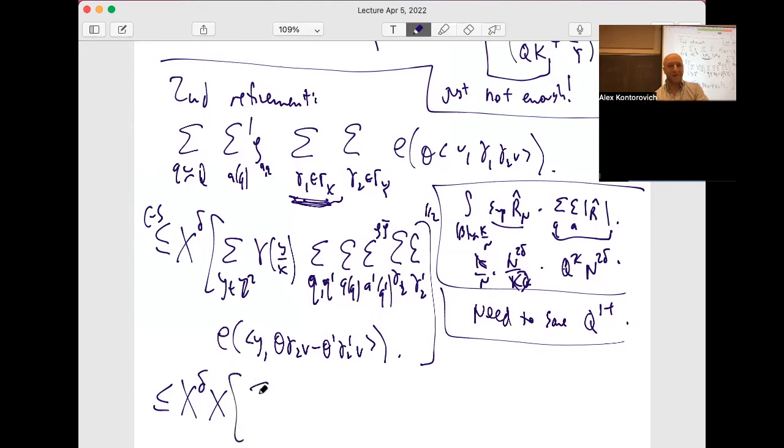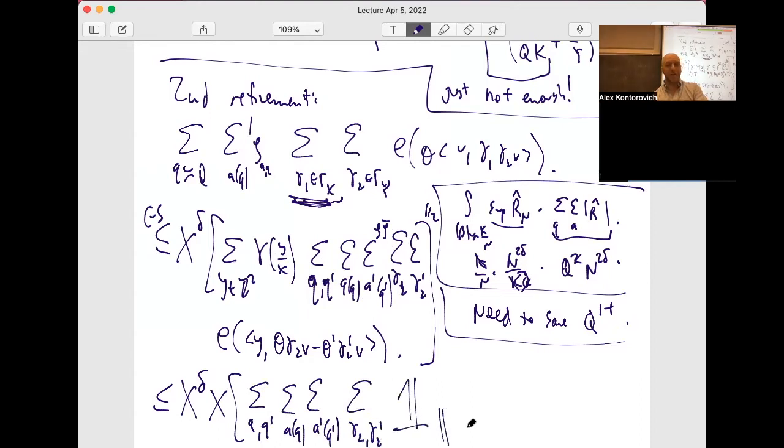So I have a sum on Q, Q prime, A mod Q, A prime mod Q prime, gamma 2 prime, the indicator function of the distance to the nearest integer of gamma 2 V minus theta prime gamma 2 prime V being at most 1 over X, by doing the same stuff. Exactly the same analysis.